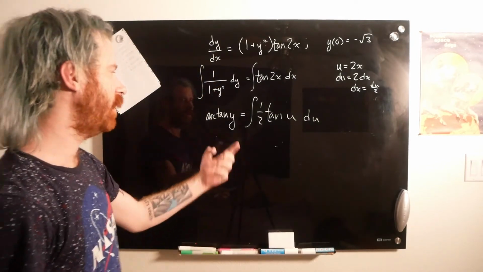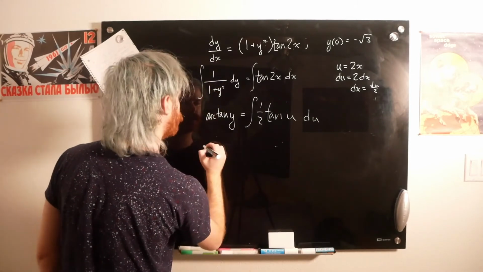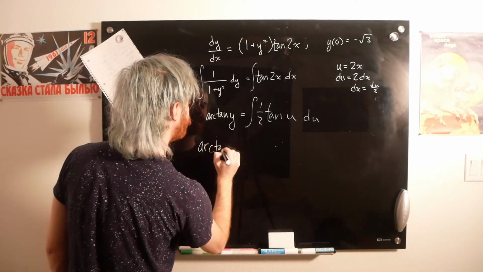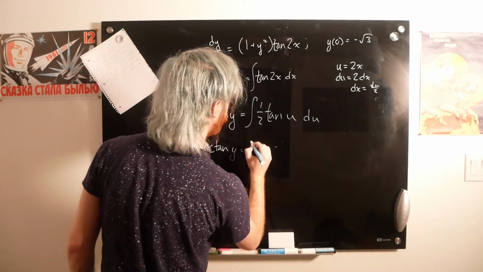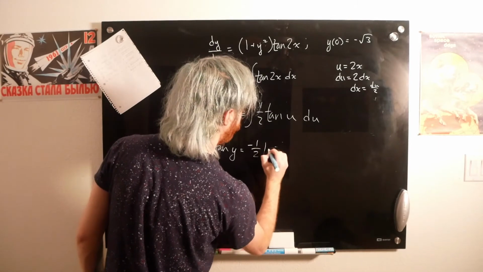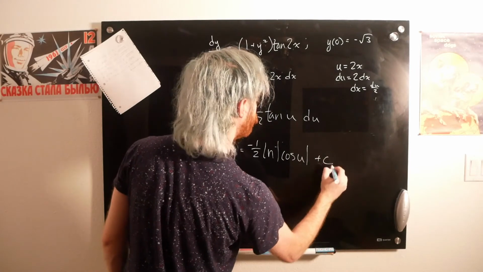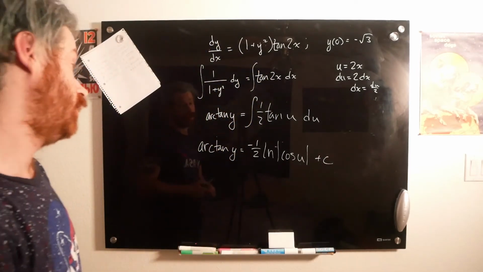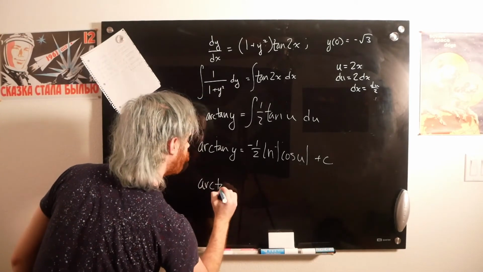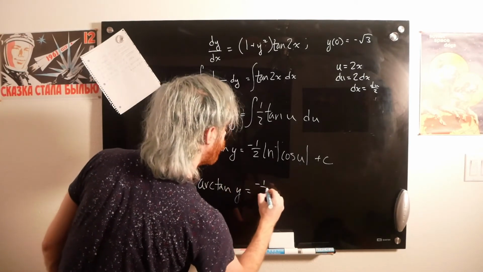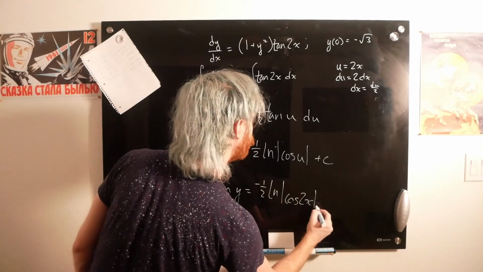And this is another identity. It's a little obscure, but it's not that bad. I'm not going to prove it, but you can look it up. Arctangent of y is going to equal the integral of 1/2 tangent of u, which is negative 1/2 ln of the absolute value of cosine of u plus c. So u is 2x, so we're going to throw that in there. So arctan y equals negative 1/2 ln absolute value cosine 2x plus c.